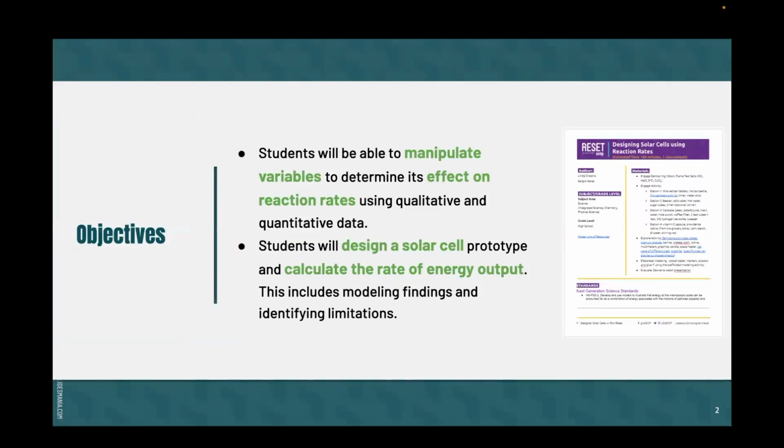So the overall objective of this lesson plan is that students will learn about the effects of reaction rates to design a solar cell that will output the most energy as measured by a multimeter.